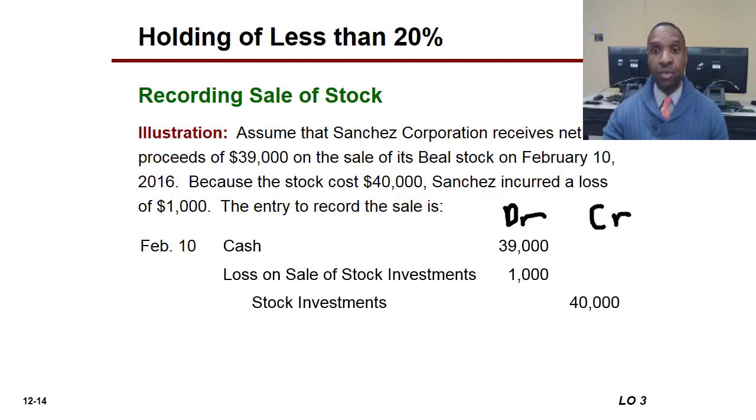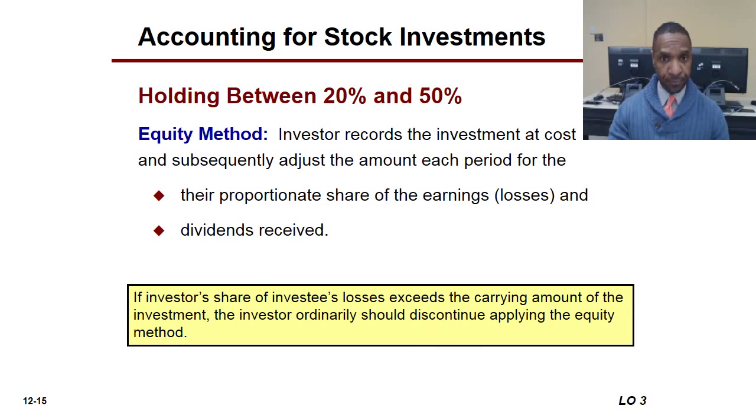That's right. So we've got a debit for cash for $39,000. We've got a loss on sale as well of $1,000. So that's a loss on sale of stock investments. And remember, that's not changing. The stock investment was $40,000, right? We paid $40,000 for it. We've got a loss on that sale. So we've got that debit for cash for the $39,000 received. We've got a debit for that loss of $1,000. Then we've got that credit for the $40,000 stock investment.